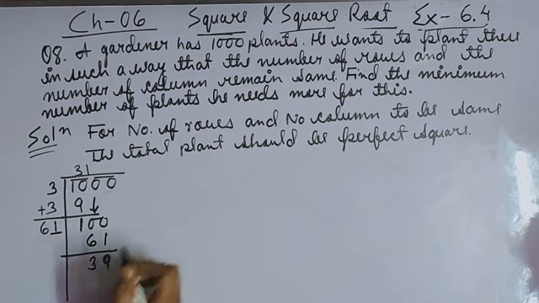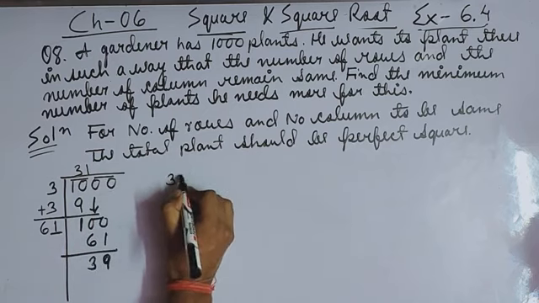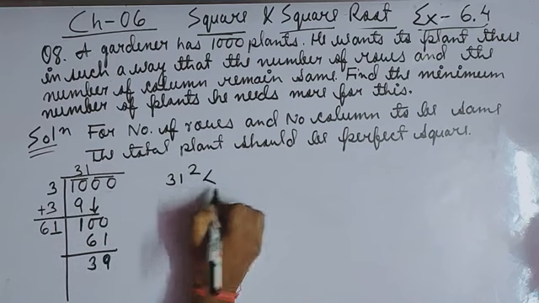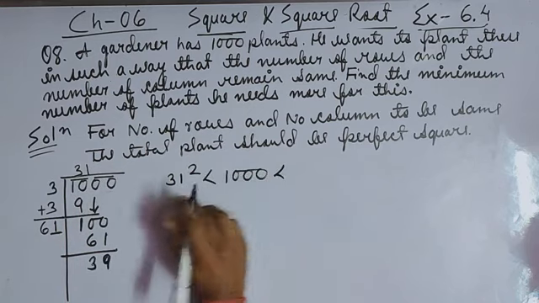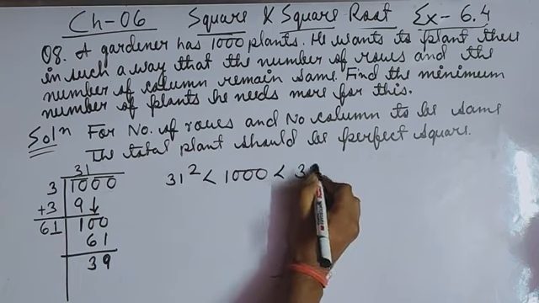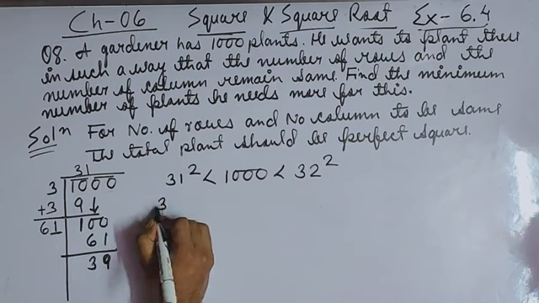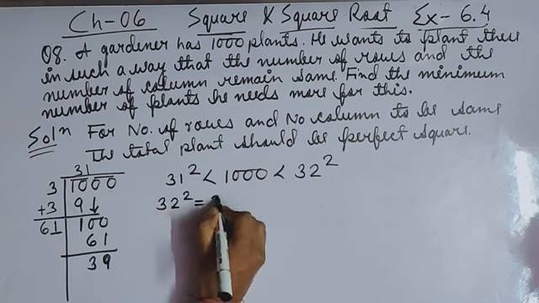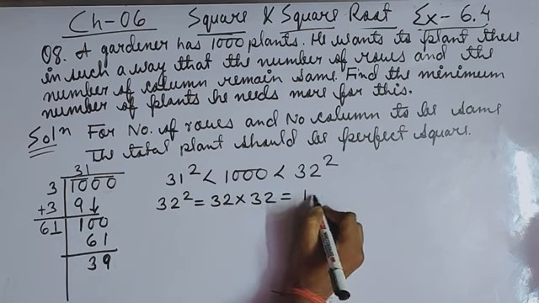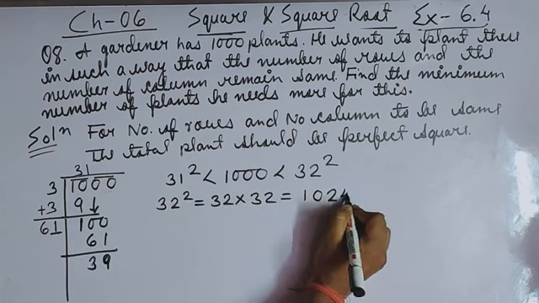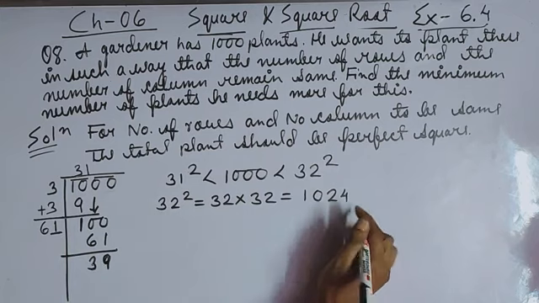But you know that this number 1000 is greater than 31 squared, but it will be less than the next square number, which will be the square of 32. Now we have to find the square of 32. That is 32 multiplied by 32. When we solve it, we get 1024 as the product, which is the square of 32.